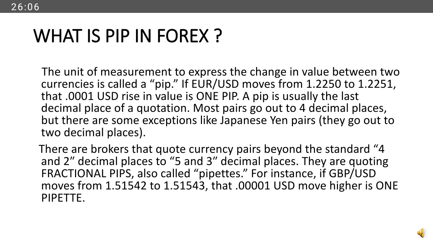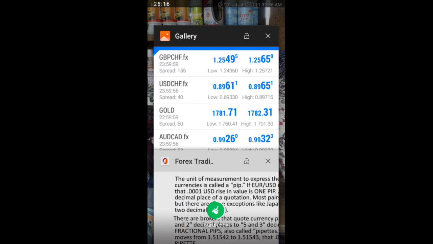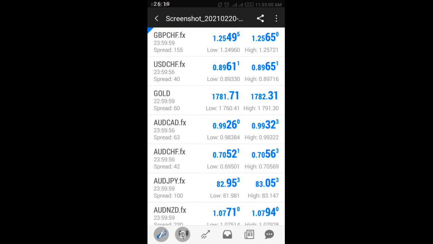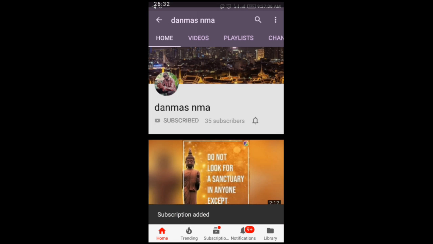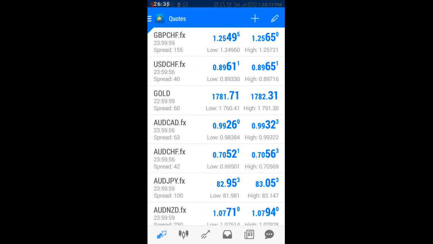Let me show you a Japanese yen pair here. See, look at this. AUD/JPY. You can see the decimal place is just 3. 82.953. That's how Japanese yen pairs go. So they are not always up to 4 decimal places.